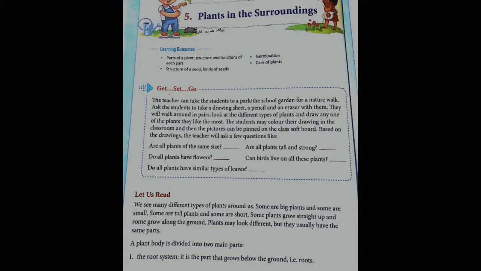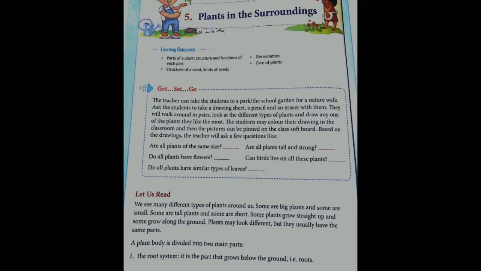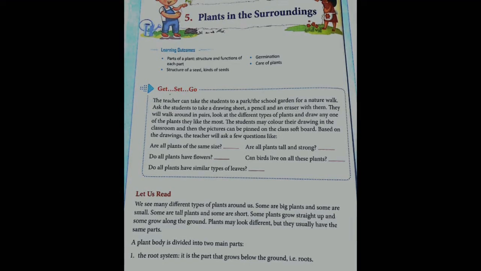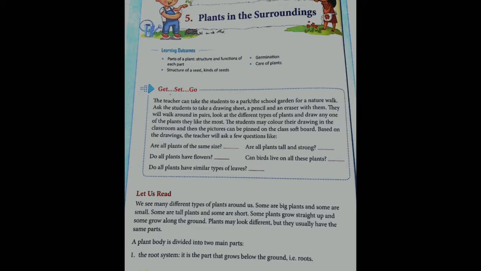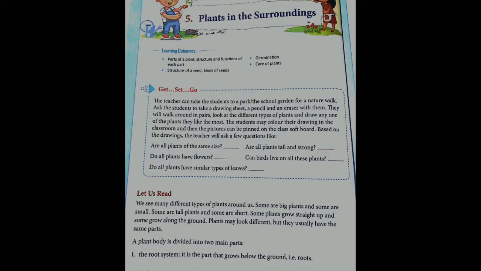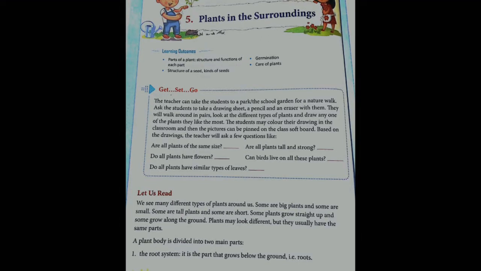Students, today we will study chapter 5 of Science, Plants in the Surroundings. In this chapter, we will study the structure and functions of each part of the plant, structure of a seed, kinds of seed, germination and care of plants. So let us read. You know that there are different types of plants around us.